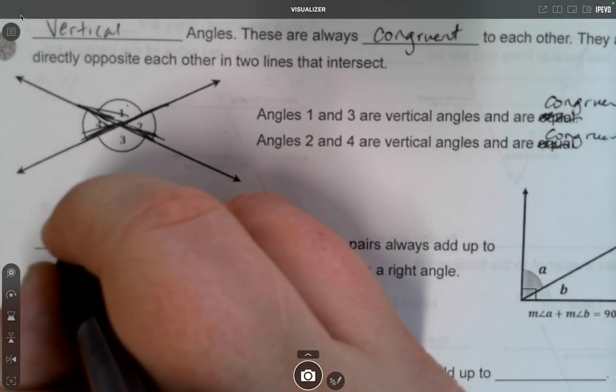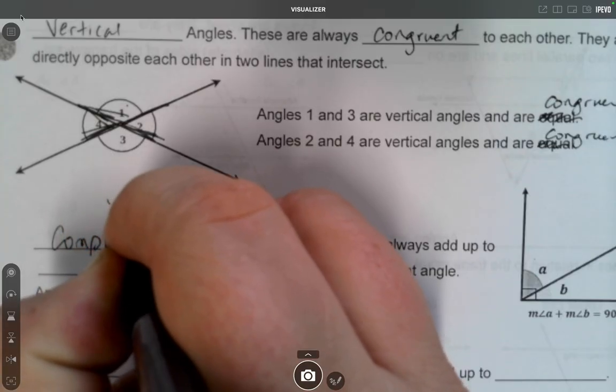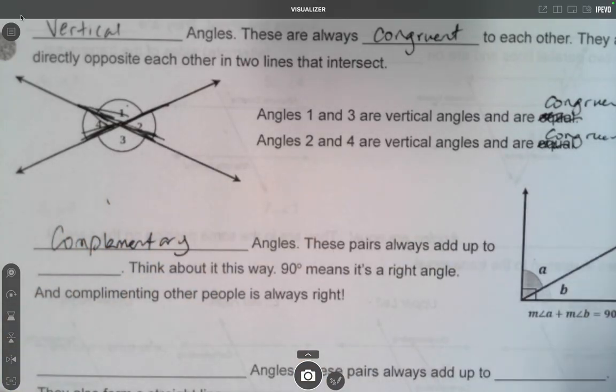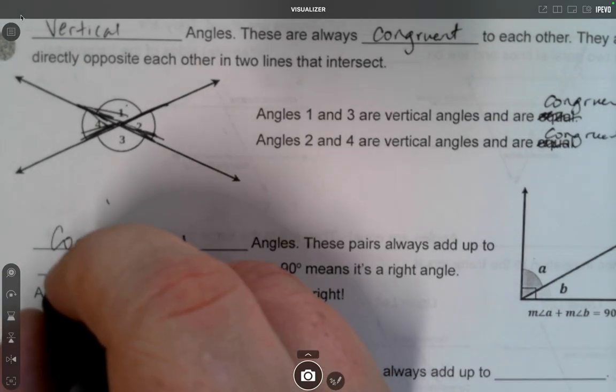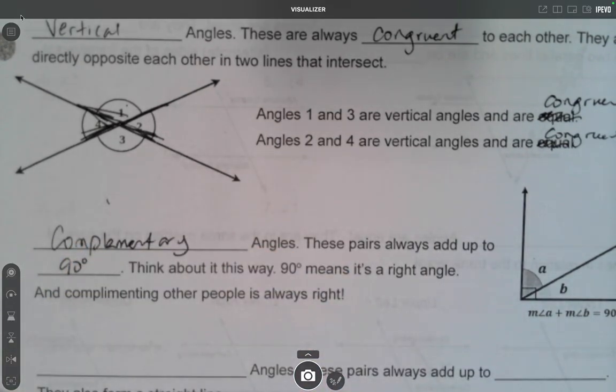Okay, now complementary angles. These are pairs that always add up to 90 degrees. So here's a couple ways you can remember this word. We know 90 degrees means it's a right angle, and complimenting other people is always right.